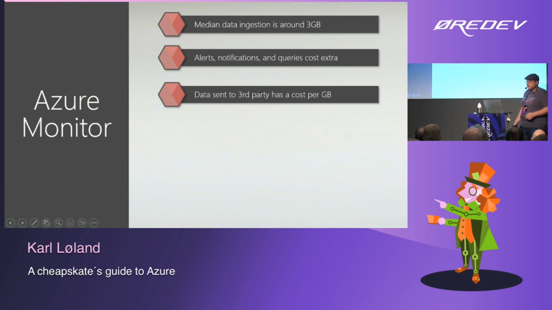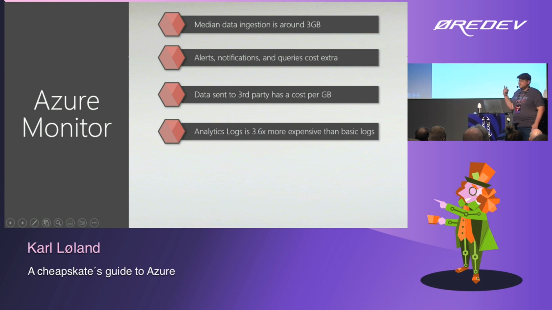Any data sent to third parties like Datadog and Elastic has a cost per gigabyte of data transferred. And this is something that I see people don't think about. There are two log types. There's analytics logs and basic logs.